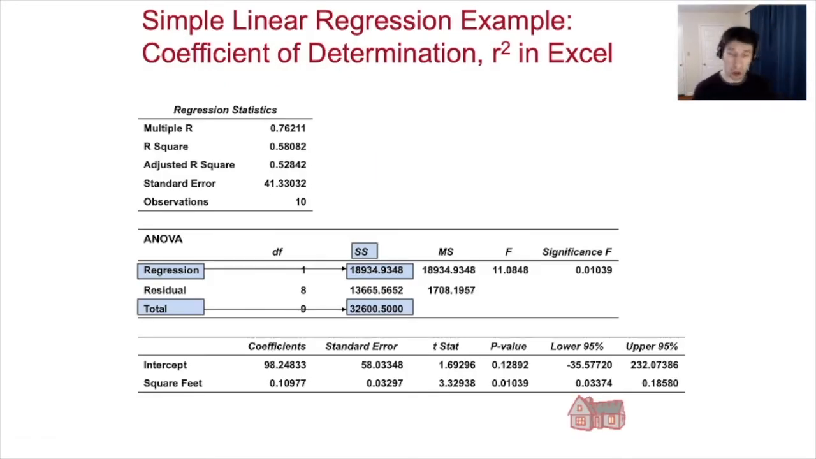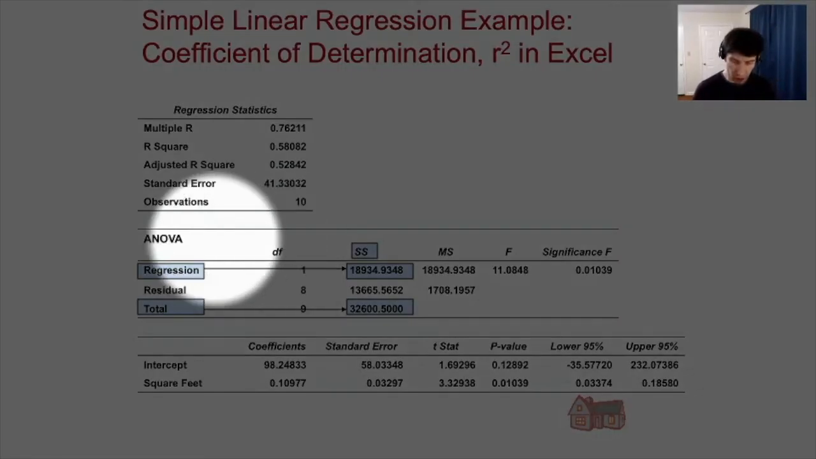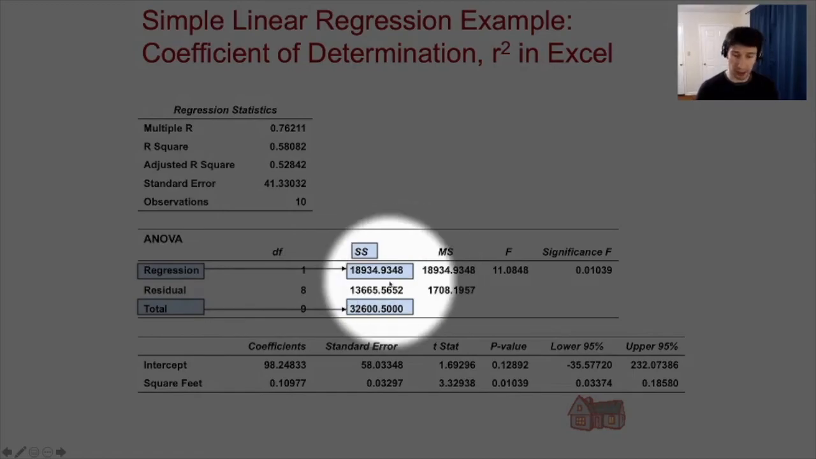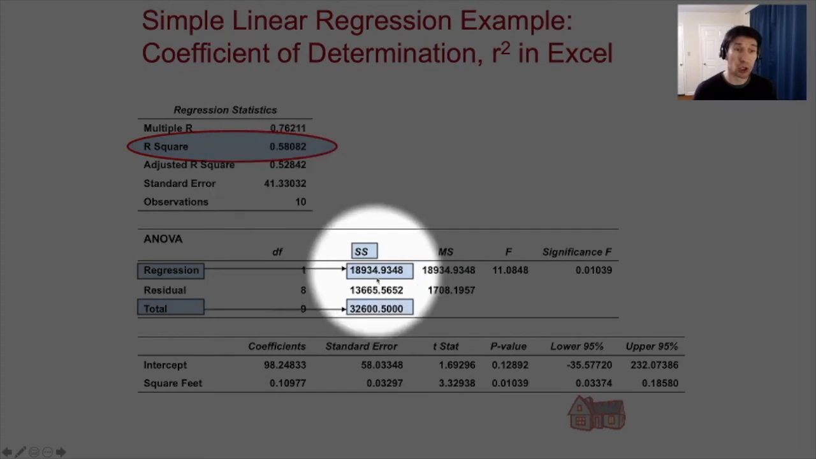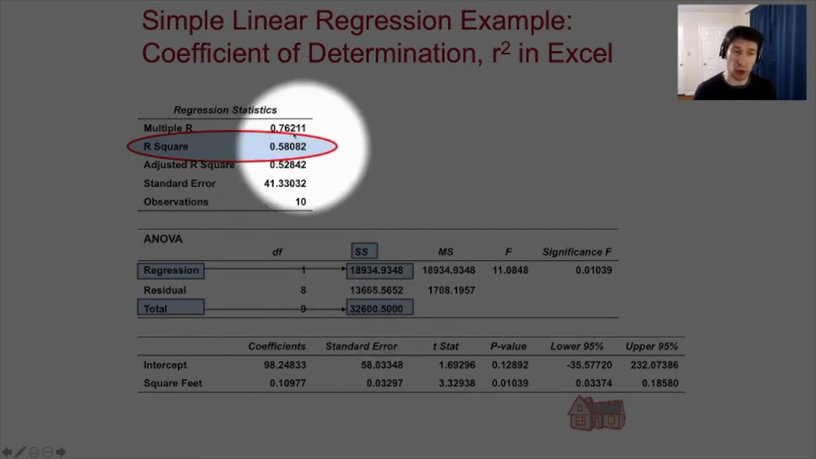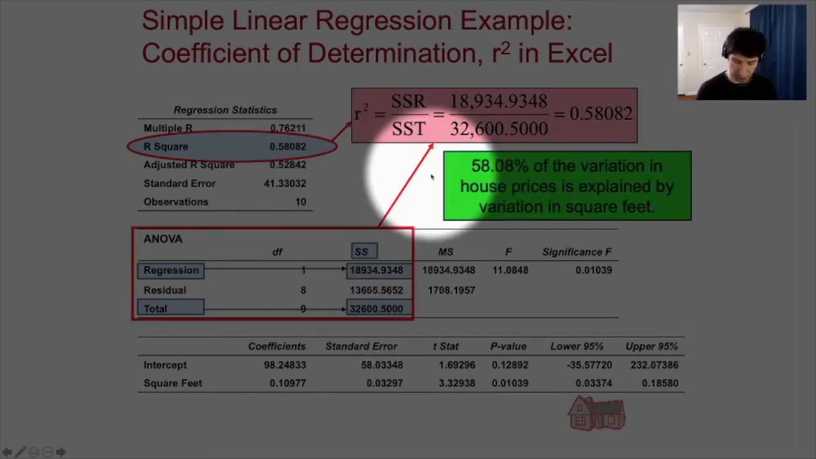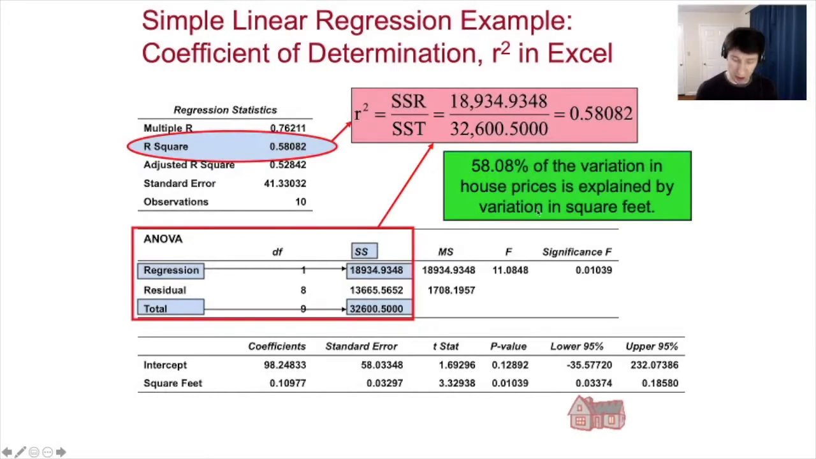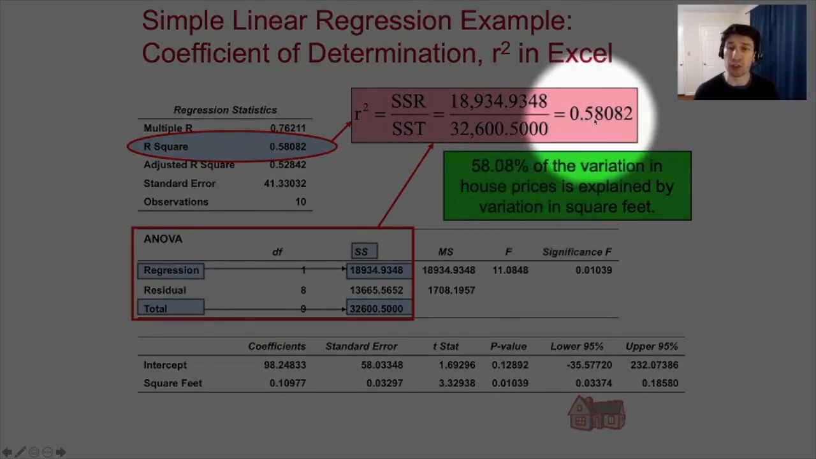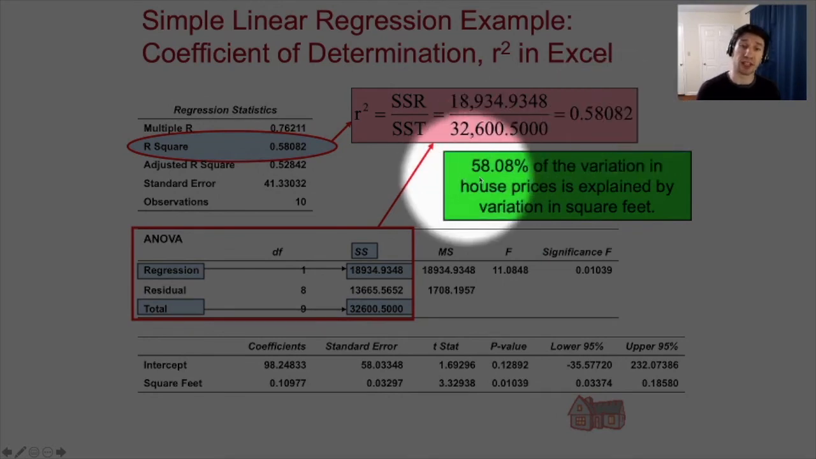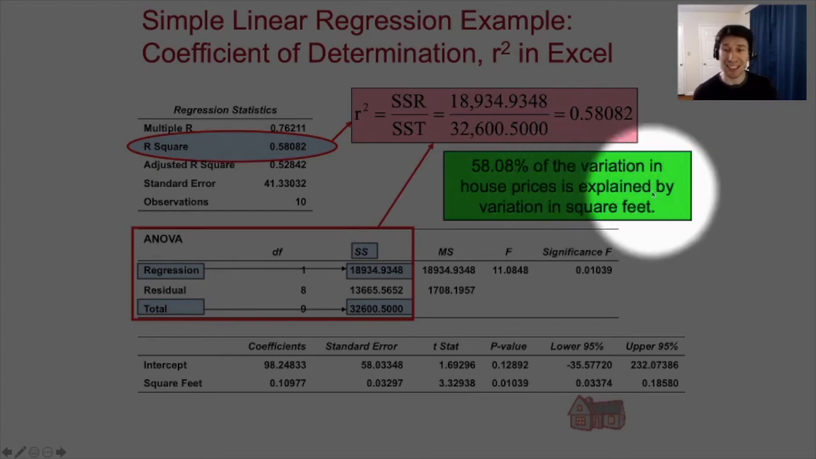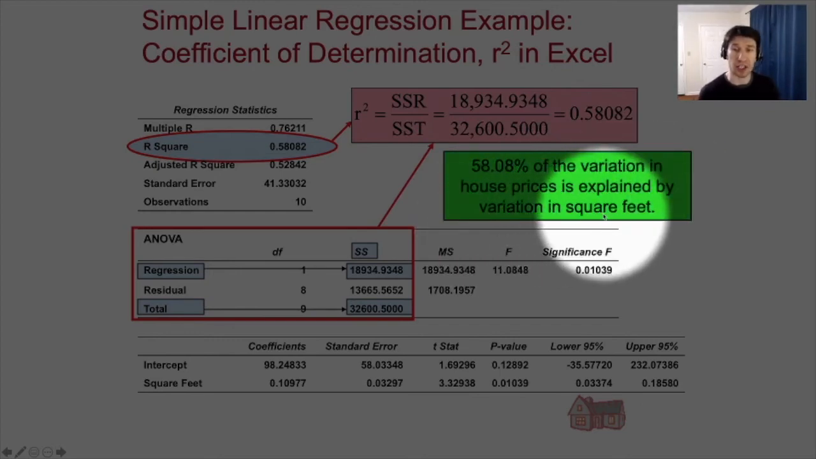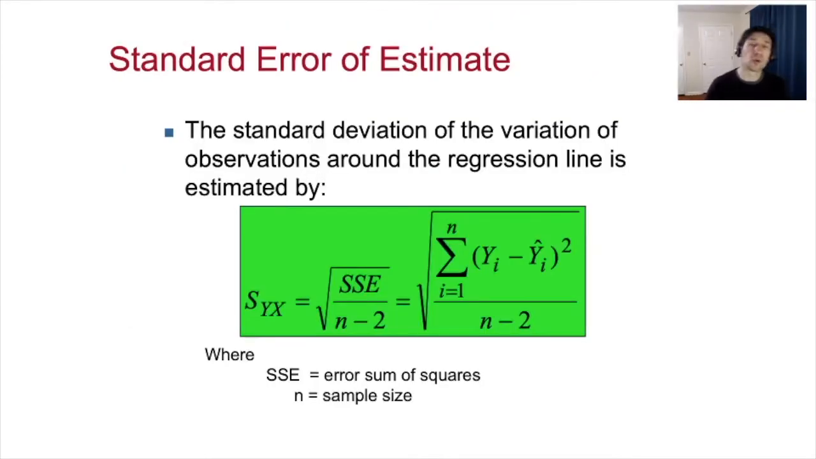So where do you see your coefficient of determination? Well, you could read it out of your ANOVA output right here. However, it is also given to you right there. So you don't necessarily need to go back and compute it because it is given to you by Excel. Again, how would you interpret that specifically with a value of 0.58082? You would say that 58.08% of the variation in house prices is explained by variation in square feet. So that was the first concept of quality of your regression.